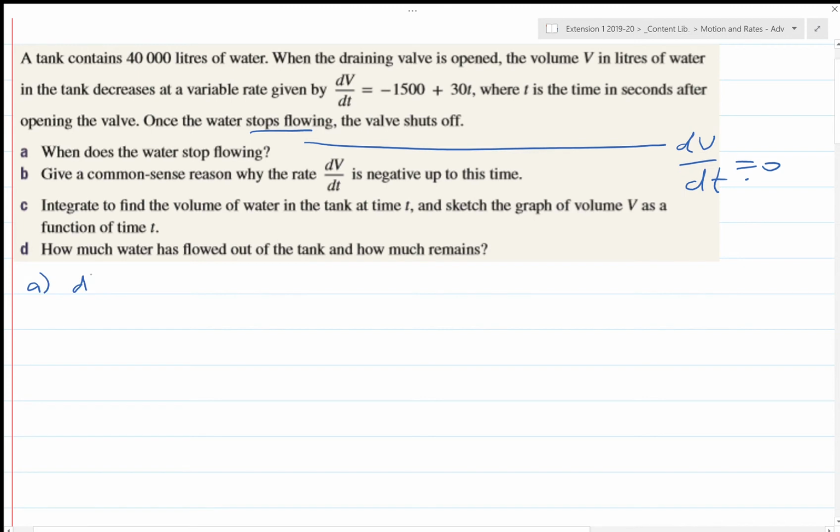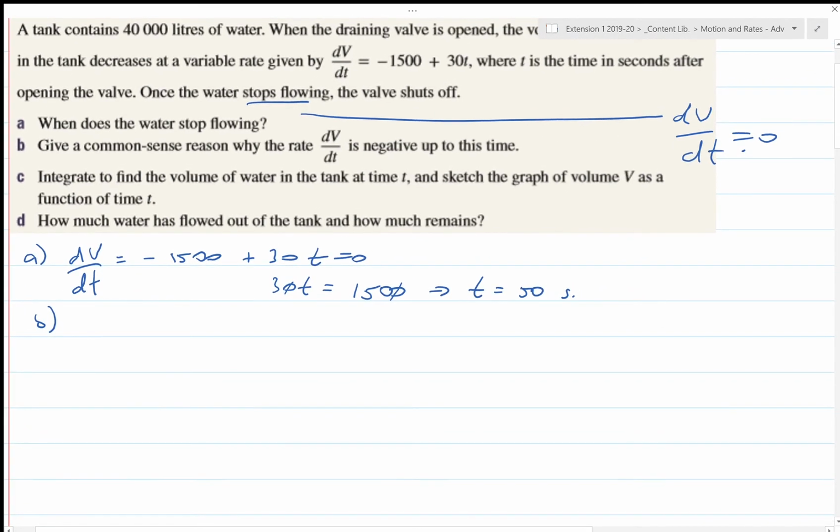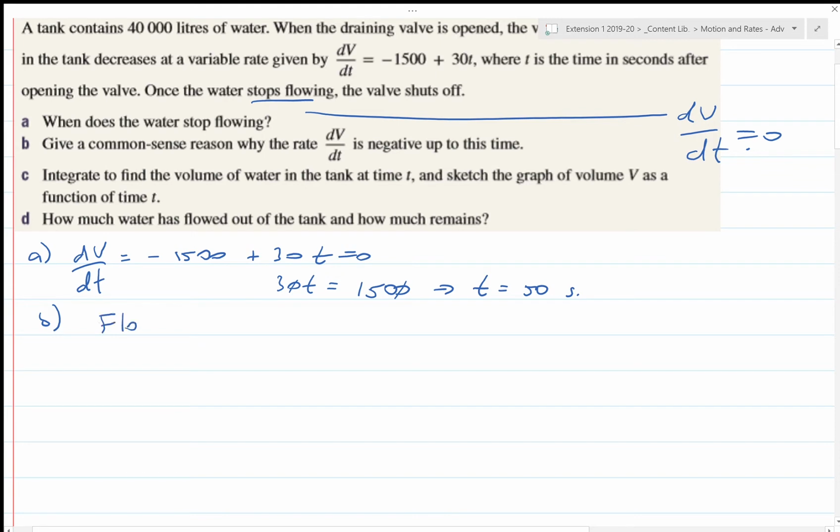Okay. So V dash T is this. I want that to equal 0. So we got V dash T equals 0, so T is 50 seconds. Give a common sense reason: because it's flowing out, therefore the volume is going down. That's not a smiley face, that's a downward arrow.